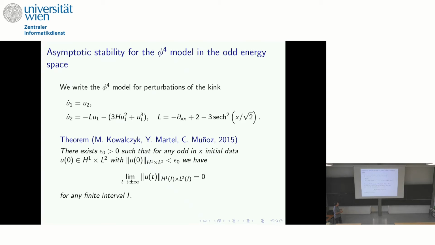And so what we proved with Claudio and Ivan in 2015 is the following: if you take the initial data in the energy norm sufficiently small, and it is odd, okay, odd in space, then it is asymptotically stable in the local energy norm, okay? So that for any finite time interval, this norm goes to zero. So what is the meaning of the oddness? The oddness is important because it eliminates Lorentz invariance. Because oddness is preserved by the equation. So if you have odd initial data and the kink is odd, everything is odd and you cannot move. Okay, so this helps.